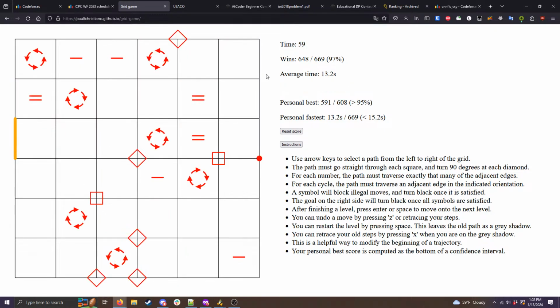I think I was at like 570 before. I think I've played like 100 of these since starting the stream. Okay, how am I gonna... Maybe I can go back and do the square as my last to end the path. Yeah, that'll work.